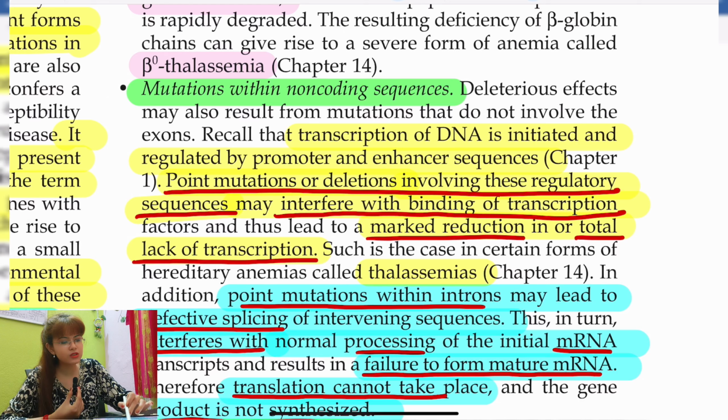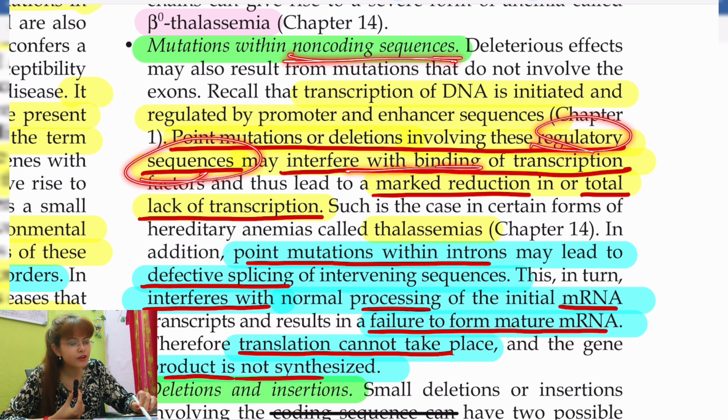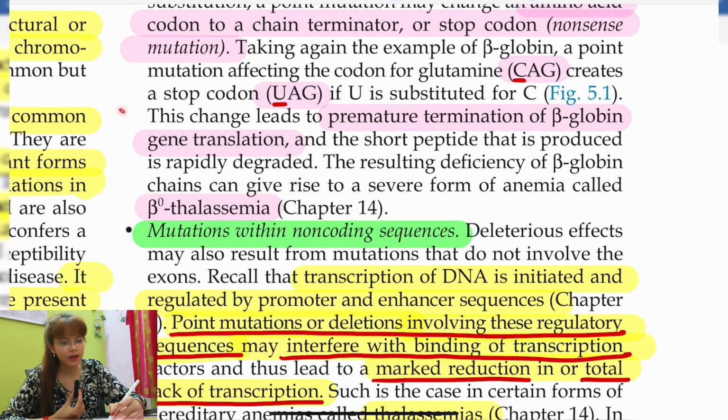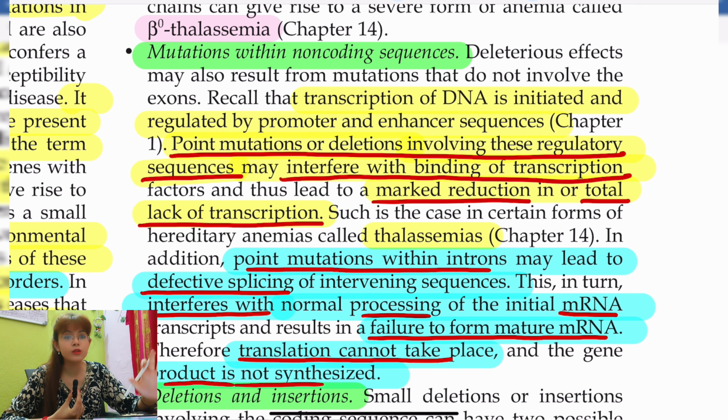Now coming to the mutations within the non-coding sequences, you know that these non-coding sequences are the regulatory sequences which interfere with the binding of the transcription factor, and that is how they lead to a reduction or a total lack of transcription happening in thalassemia. Mind you, thalassemia has so many molecular bases. This was number one that we studied here, and this is number two. Why am I saying this? Because the molecular pathogenesis of thalassemia is again an important question. So once we come there, we should be able to remember that we have read it here, okay?